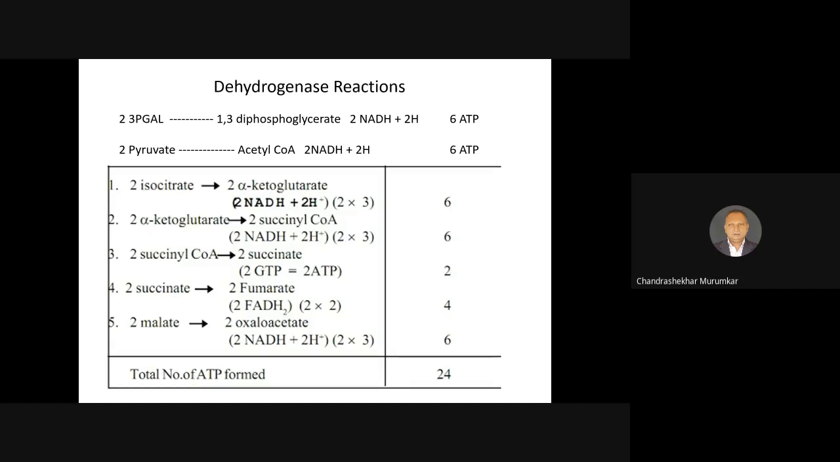So isocitrate to alpha ketoglutarate to succinyl-CoA, succinyl-CoA to succinate to fumarate, and ultimately malate to oxaloacetate. So these are correspondingly providing us the NADH2, FADH2 and GTP molecule or ATP molecule. Now when this NADH2 is synthesized, ultimately the energy which is present in binding these hydrogen protons is utilized for the synthesis of ATP molecules.